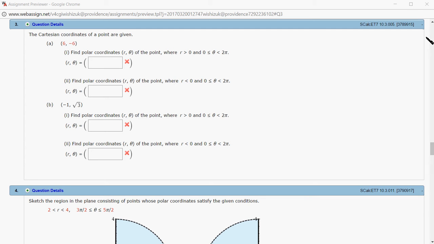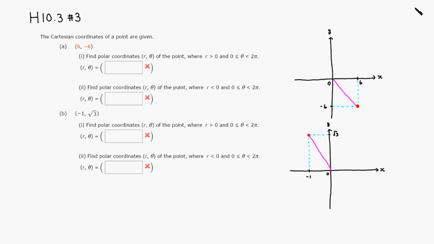Alright, let's look at homework 10.3, problem number 3. We have the Cartesian coordinates, and we want to find the corresponding polar coordinates. Let's do that.